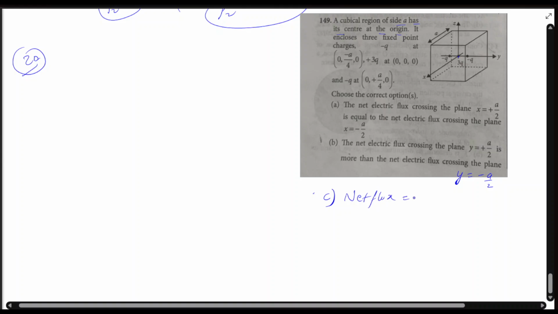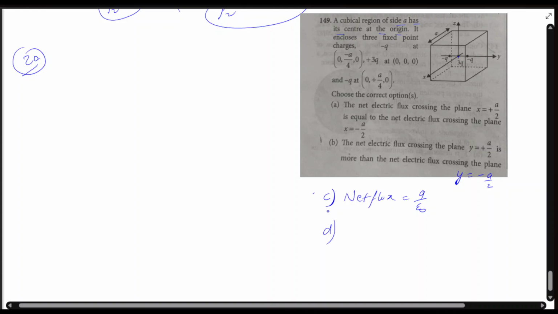So flux must be asked. We have only 2 points, let me write the other two. See the plane, it will be y equals minus a by 2. Option C will be the net flux through the entire region. It is saying q upon epsilon naught. I think it's correct, maybe.